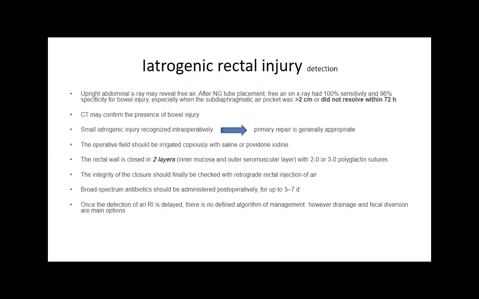in one study. How to detect, how to confirm? By an X-ray. You can see air under the diaphragm, especially if it didn't resolve in the 72 hours. Second, CT will confirm, and for small injuries, less than half the circumference of the bowel, you can repair in 2 layers. If it's more than that, you may need to do resection anastomosis, or you need to do a diversion. There is no specific algorithm for treatment of rectal injury in gynecology, and usually you will need broad-spectrum antibiotic for 5 to 7 days.